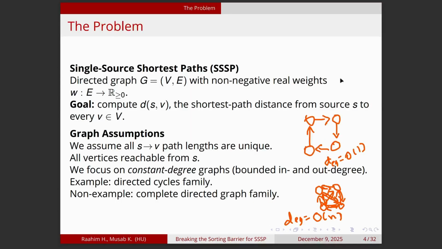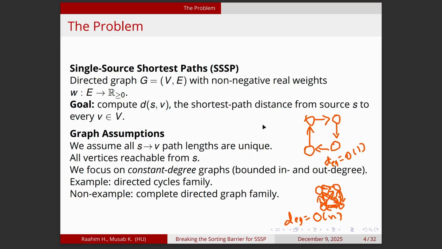Now, how is the problem defined? Let's dive into that. In this particular case, we will define the single source shortest path problem as follows: given a directed graph G with a set of vertices and a set of edges, where each edge has a non-negative real weight, we want to compute d(v), that is, given a source s, d(v) represents the shortest path distance from s to a vertex v, and we want to do this for all vertices v.